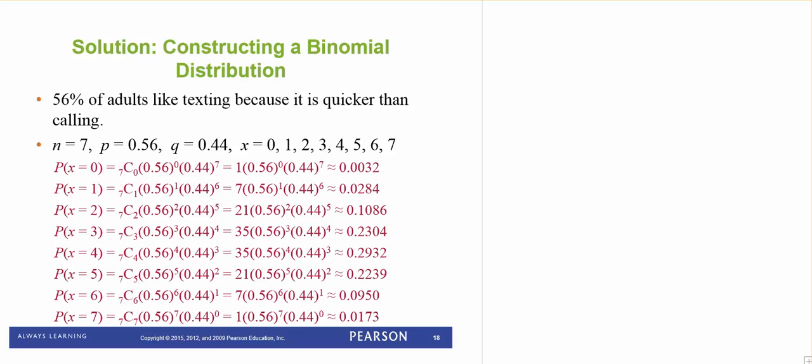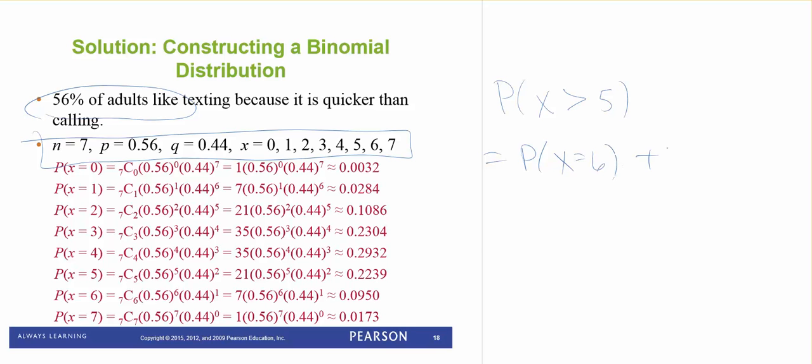But I do want to point out that this is exactly why you want to use your technology, because, for example, let me show you this one. They did the work for me. So 56% of adults like texting because it's quicker than calling, and we're given all of this information. So if I asked you what's the probability that X is greater than 5, that's the probability that X is 6 plus the probability that X is 7, right? This is just a for example.